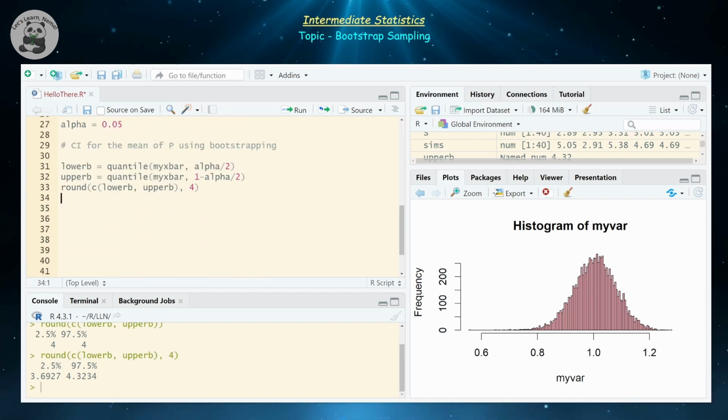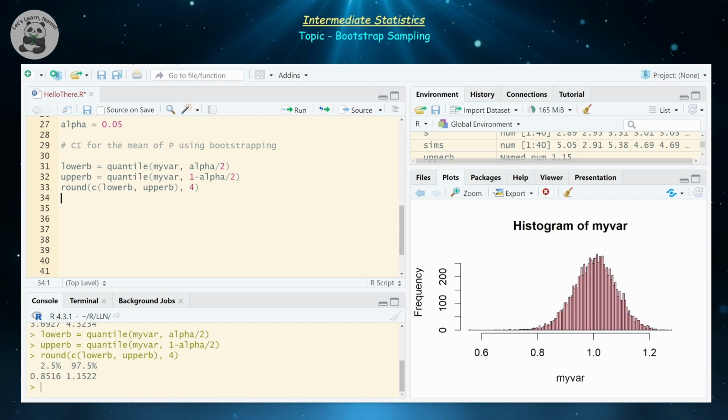So if I want to create a confidence interval for the variance, I would just change that to my var, and then my var, and then update those things. So here we have evidence to believe that the variance of our original bimodal population is somewhere between 0.9 and 1.2. And those would be bootstrap confidence intervals, and we can adjust this alpha as usual.